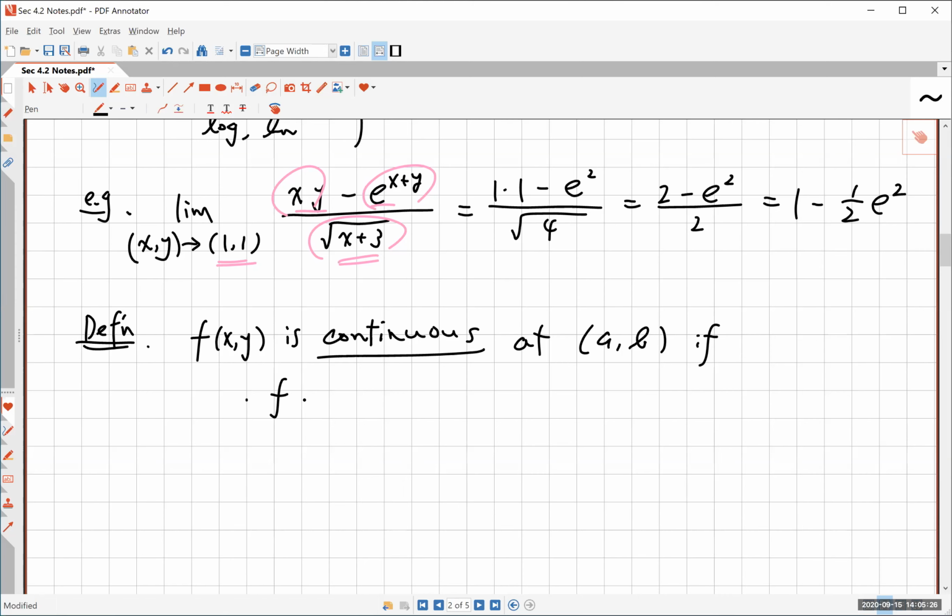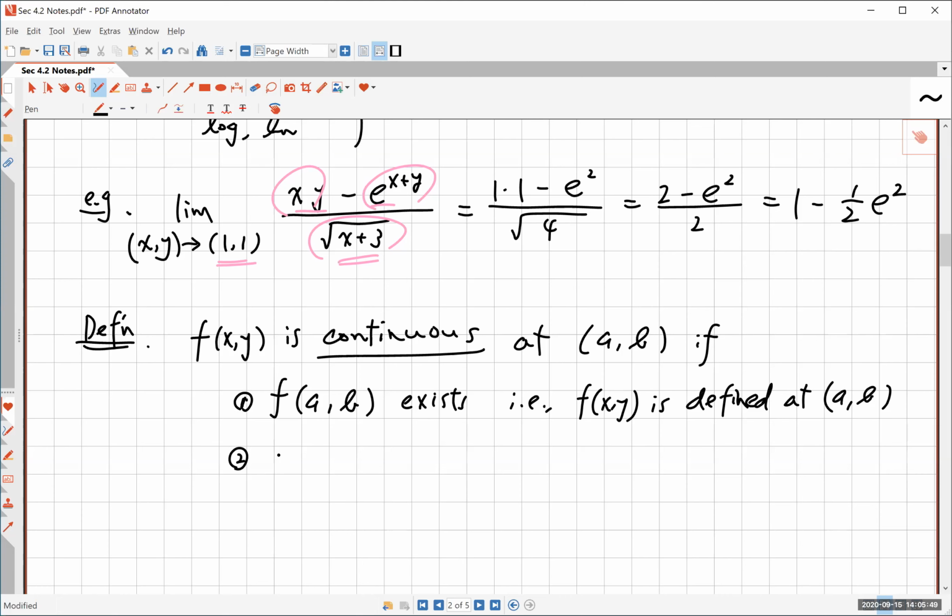Okay, now corresponding to that is f of AB exists. Okay, i.e. f of xy is defined. It doesn't have the zero denominator, for instance. f of xy is defined at AB. So this has to be true. Number two, the limit must exist. The limit is written this way, not AB here. The limit of f of xy as xy approaches AB must exist.